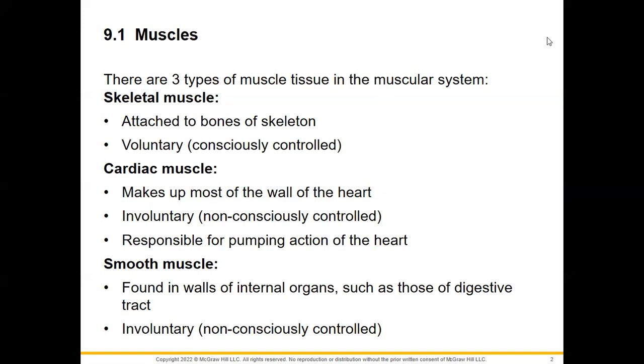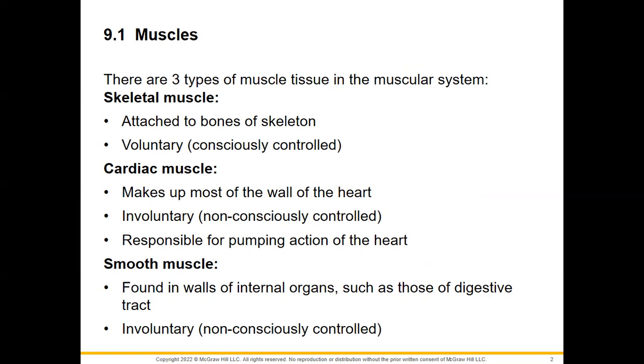All right. So skeletal muscle. The name tells you what it is, where it goes. So skeletal muscles are the muscles that are attached to the bones. These are the ones that allow you to move. Therefore, they are voluntary muscles, meaning they are consciously controlled. You can control them when you want to.